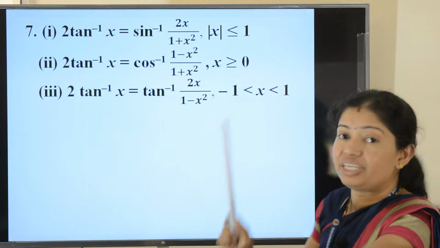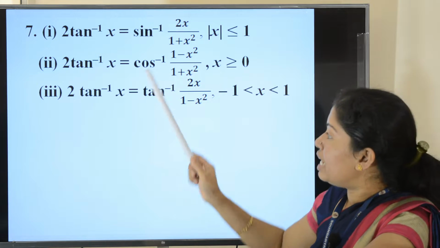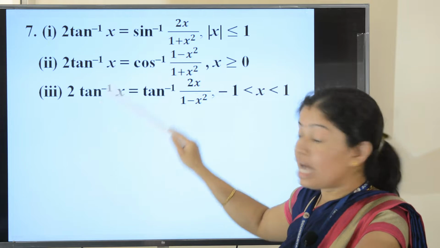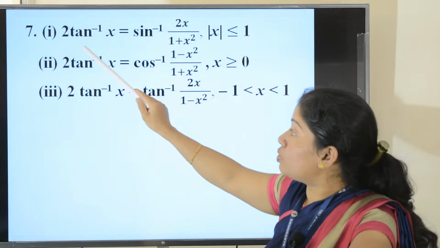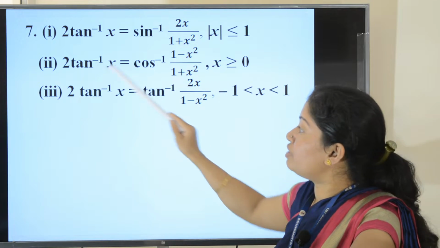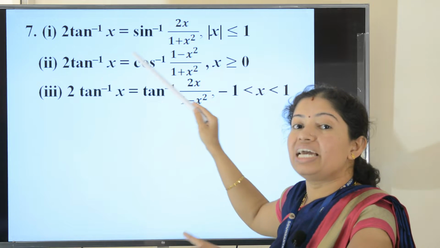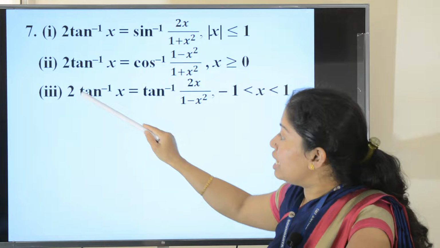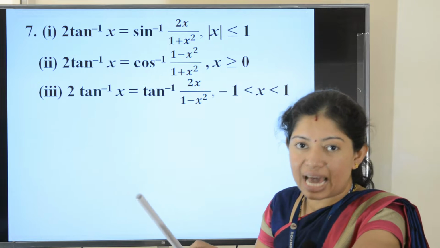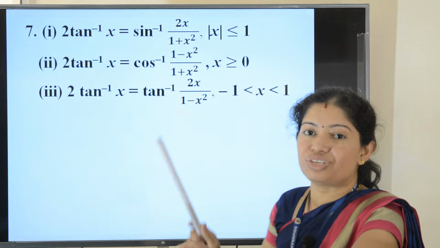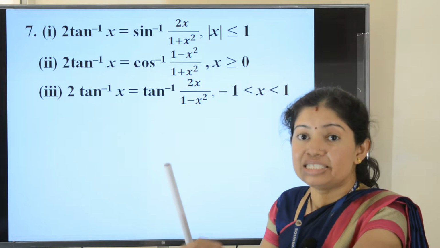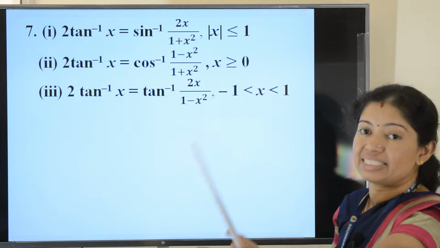If you see these three results, what you can observe, the left hand sides of all the three results is same. It is 2 tan inverse of x. In the first result, we wrote this 2 tan inverse of x in terms of sin inverse. In the second one, we wrote this same 2 tan inverse of x in terms of cos inverse. And in the third result, we wrote that same 2 tan inverse of x in terms of tan inverse. Let us prove these three results one by one. In the proof of these three results, we will take tan inverse of x as y.